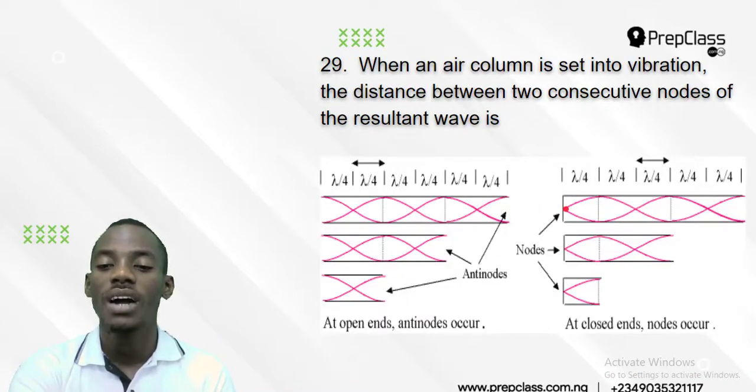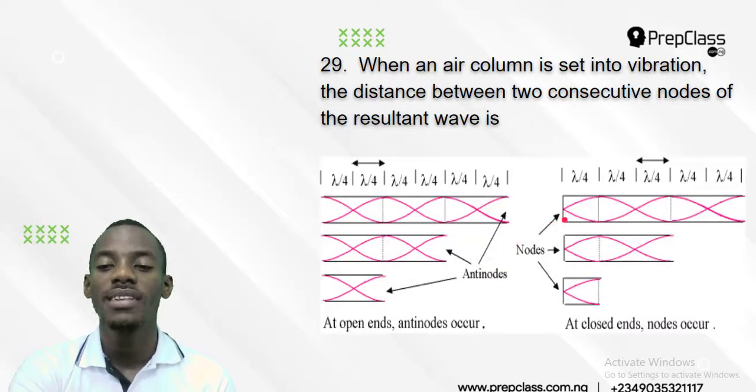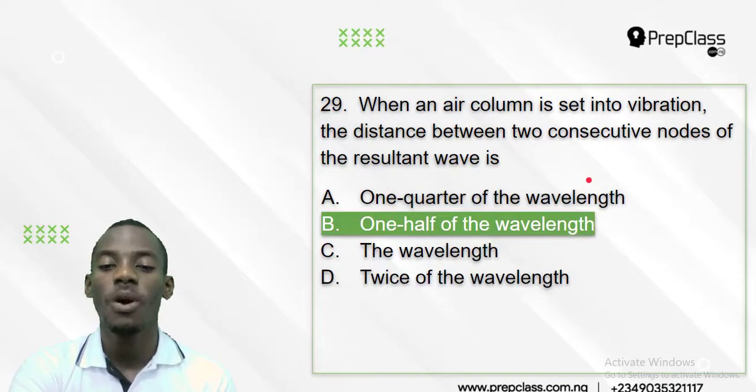Now this is a node, and this is the next node, and this is the next node. The distance between two nodes following each other is what? Is it 1/4 of the wavelength, or 1/2 of the wavelength, or the wavelength, or twice the wavelength? You can see the distance between this node and the next node. So the answer is going to become 1/2.